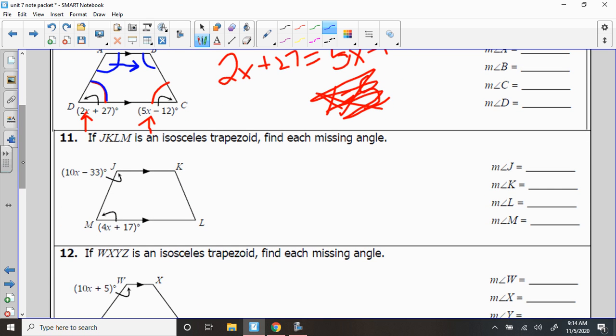All right, JKLM is an isosceles trapezoid, find the missing angles. So these are on the same side together, so these are not equal. They add up to 180. And then you would plug in X to find everything. So this would be 10x minus 33. You don't have to solve it.